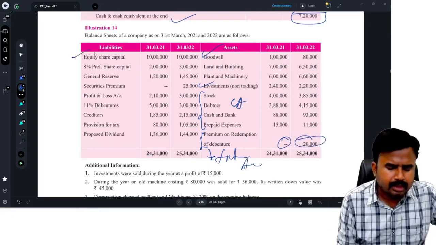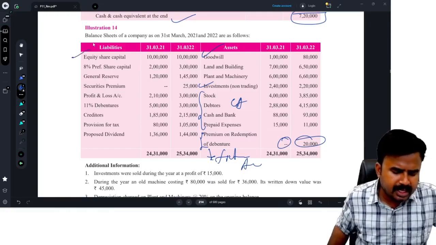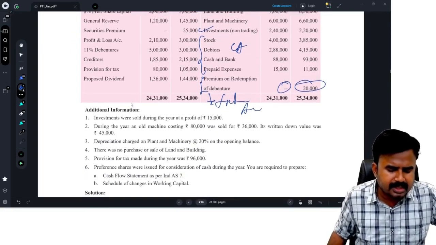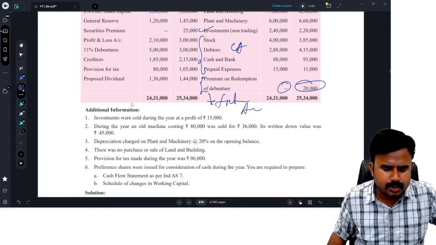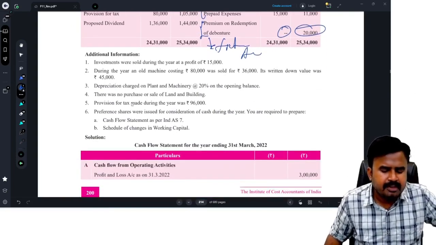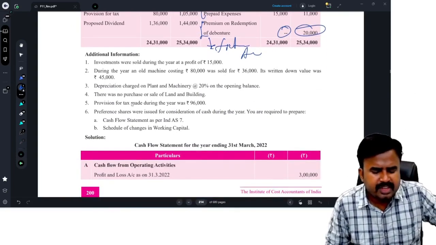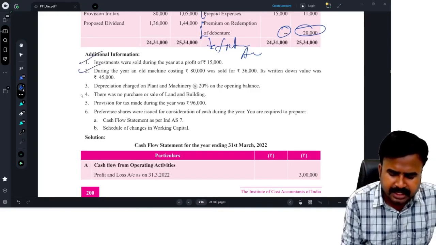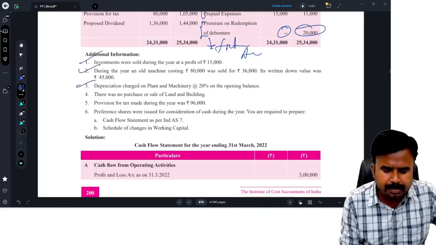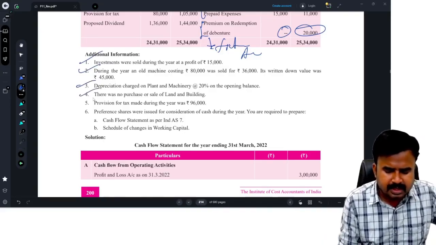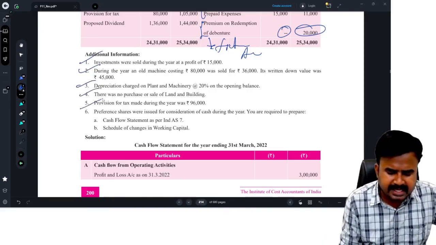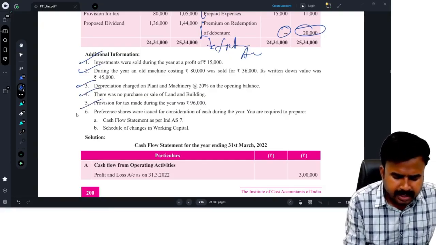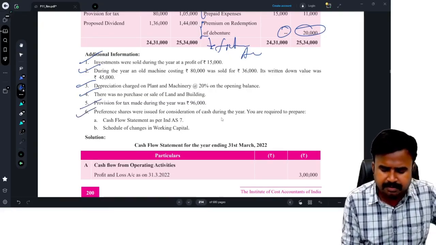Equity share capital, preference share capital, general reserve, securities premium account, profit and loss account credit balance, 11% debentures, creditors, provision for tax, proposed dividend. These are the transactions. We have some adjustments also here. Investments were sold during the year, sale of machinery, depreciation charged on plant and machinery, no purchase or sale of land and building, provision for taxation made during the year. You have to prepare what? Preference shares were issued for consideration of cash during the year.